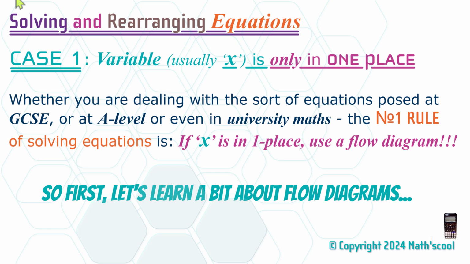Now we want to get on to solving and rearranging equations. We're going to do case 1 first of all, which is when your unknown which you're trying to solve for, which is usually called x, is in only one place. And what we're going to learn now will apply the same when you get to A level, and it will apply the same when you get to university maths.